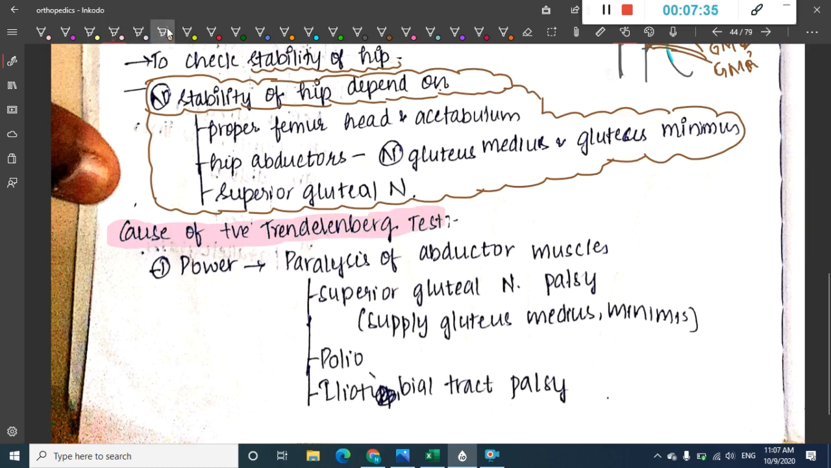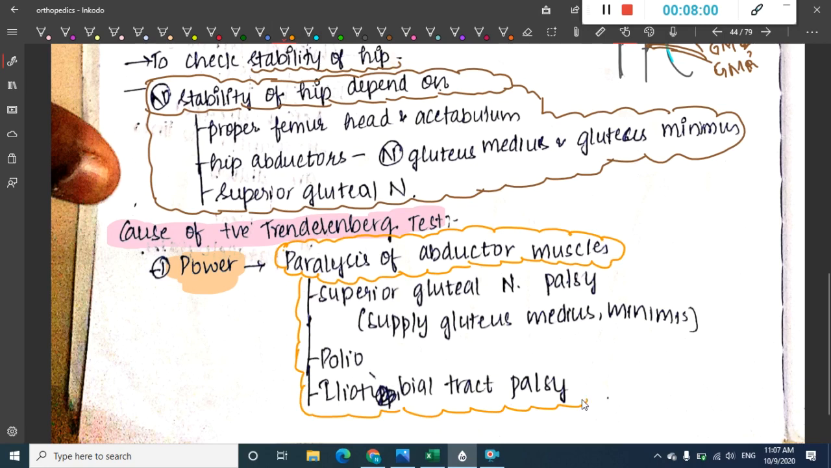So first is based on these hip abductors. We will see, that is the power. If there is any problem in power, then that causes positive Trendelenburg test. Here problem means there can be paralysis of abductor muscles. How can there be paralysis of these abductor muscles? These are the reasons. The paralysis of abductor muscles can be due to superior gluteal nerve palsy. These abductor muscles are gluteus medius and gluteus minimus, right?